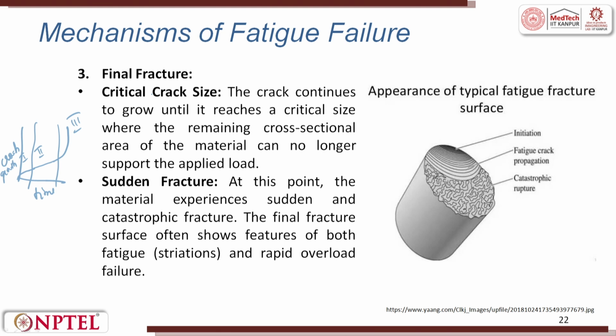So, critical crack size: the crack continues to grow until it reaches a critical size. You can see initiation, fatigue crack propagation, catastrophic failure. You see that this is a catastrophic failure. You can also see, if you try to break a stick, a catastrophic failure. You can see also the initiation, propagation, everything. The crack continues to grow until it reaches a critical size where the remaining cross section area of the material can no longer support the applied load. Sudden fracture is more dominant in brittle materials. At this stage, the material experiences sudden and catastrophic failure, like sudden breaking of an axle.